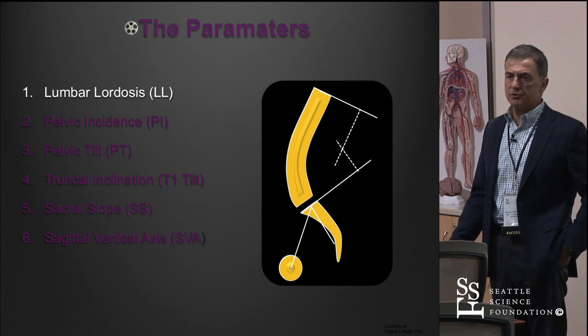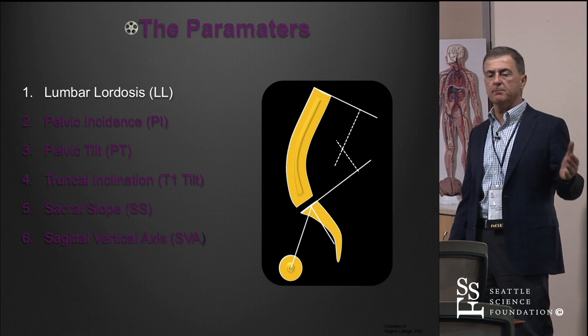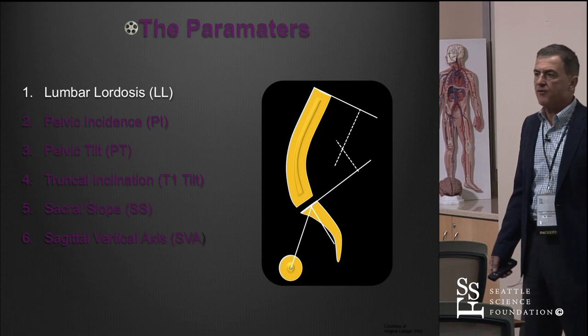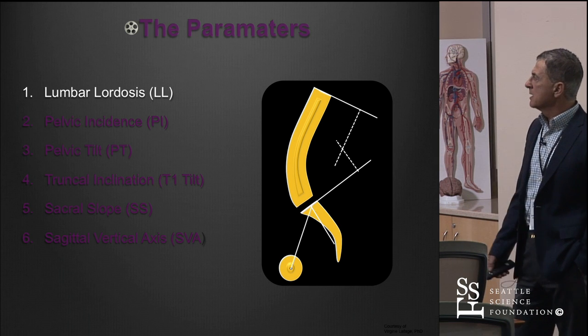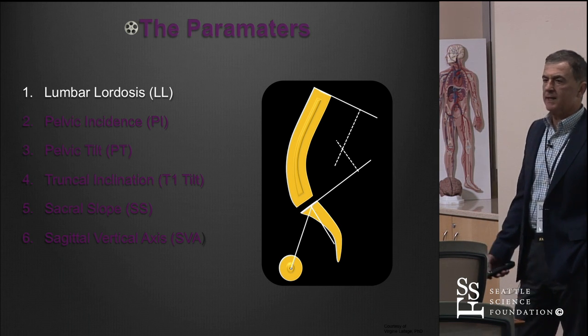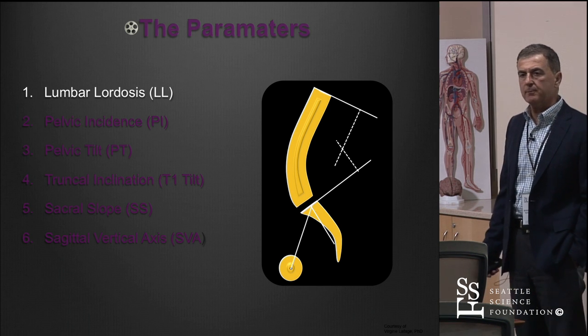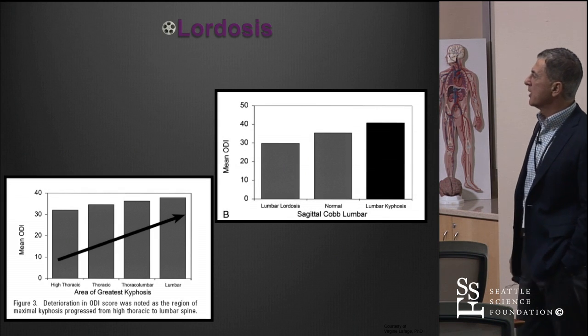So what is lumbar lordosis? When I was a resident, they told us lumbar lordosis has to be between 30 and 60 degrees. Well, at the time, we were not familiar with terms such as pelvic incidence. And what does that mean? So lumbar lordosis basically is the angle between the superior end plate of S1 and the superior end plate of L1. By itself, it's meaningless. You got to look at the others.